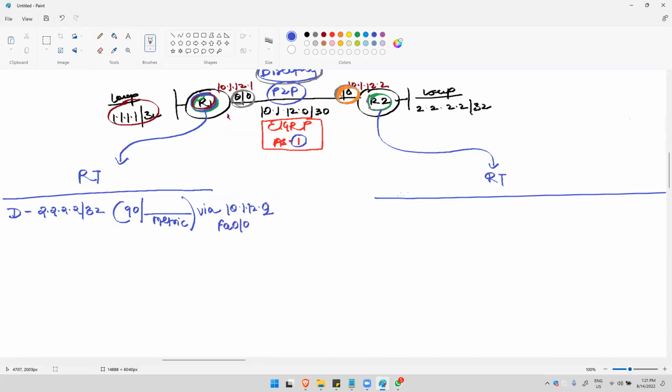R2 says I'm also receiving D 1.1.1.1/32, 90 slash metric value, and we are getting some metric. We will discuss how to calculate it. Via which router? 10.1.12.1, and the interface is FA0/0.